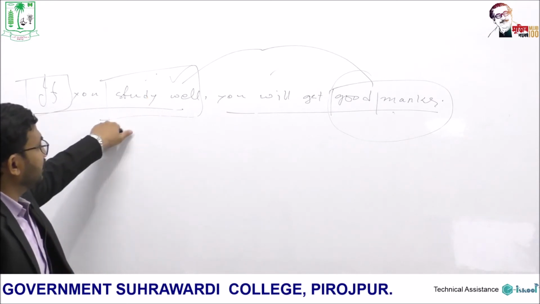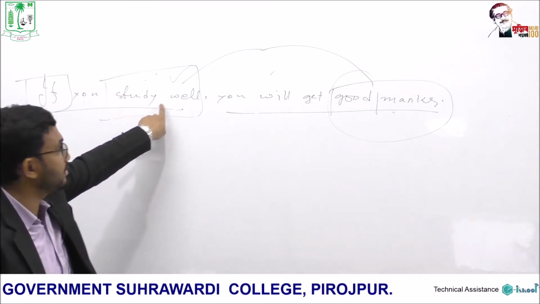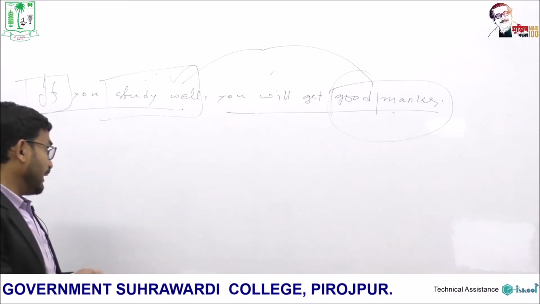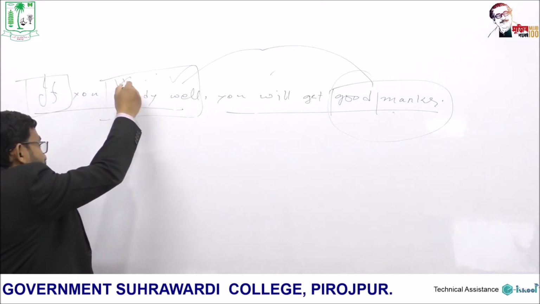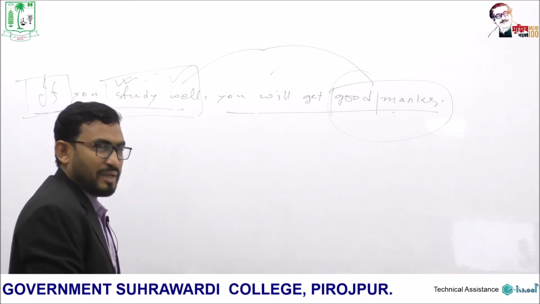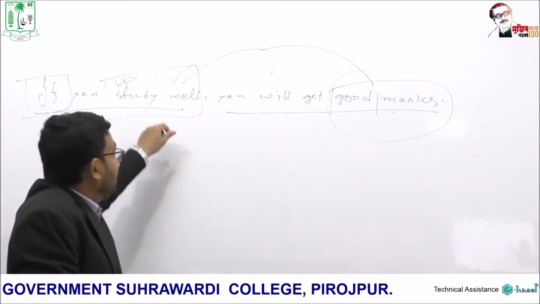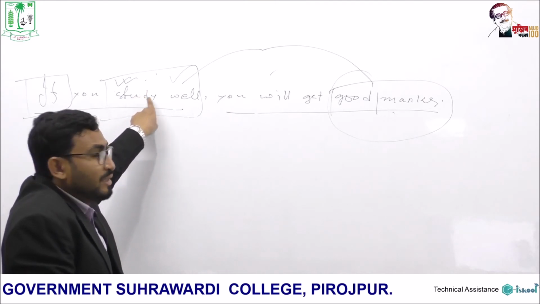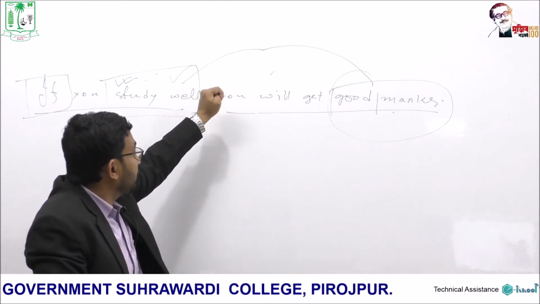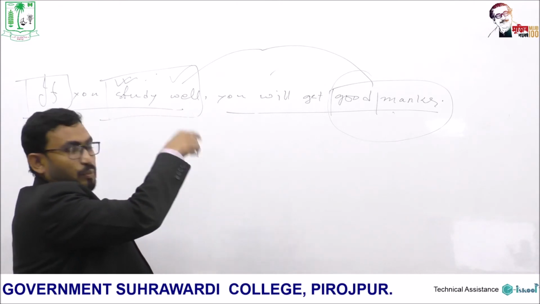And one very important thing is that we have found here two clauses: if you study well, the subordinate clause, you will get good marks, the principal clause. Here the subordinate clause is written first, then the principal clause. But this position can be reversed. It is not mandatory to write the subordinate clause, the if clause, at the beginning and the principal clause at the end of the sentence. You can change the position of these two clauses.